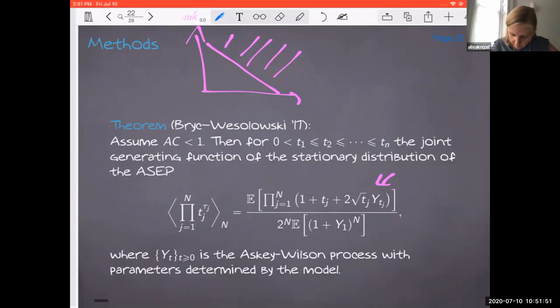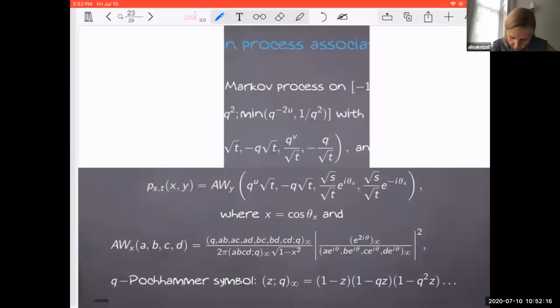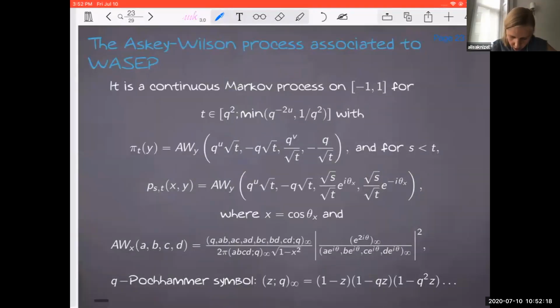So this formula is obtained by Bryc and Wesołowski, starting from the matrix ansatz and then taking the solution, which is written in terms of Askey-Wilson polynomials, and then they rewrite what is obtained through these expectations. So let me remind what are the Askey-Wilson polynomials and what is this process.